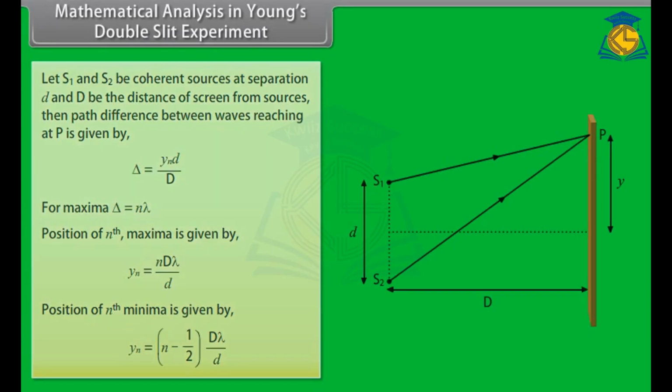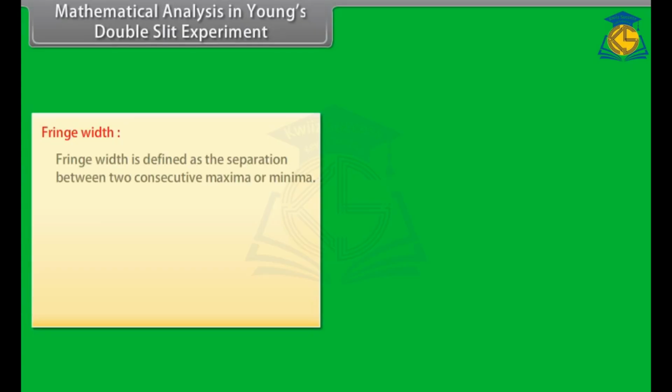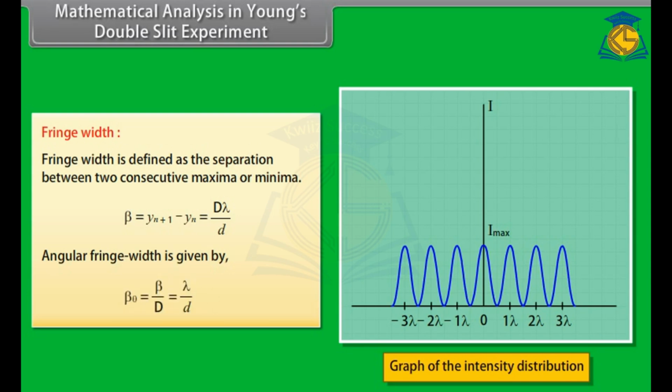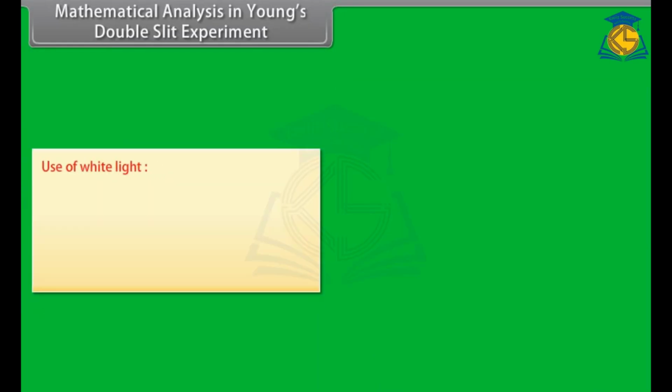Fringe width. Fringe width is defined as the separation between two consecutive maxima or minima. Beta is equal to yn plus 1 minus yn, which is equal to capital D lambda upon small d. Angular fringe width is given by beta upon capital D, which is equal to lambda upon small d. Use of white light.